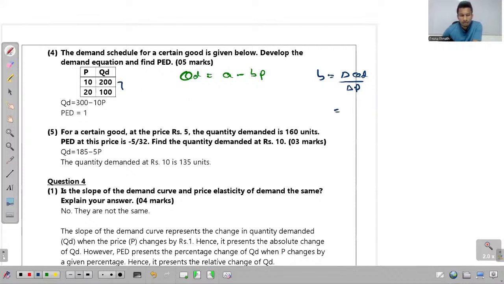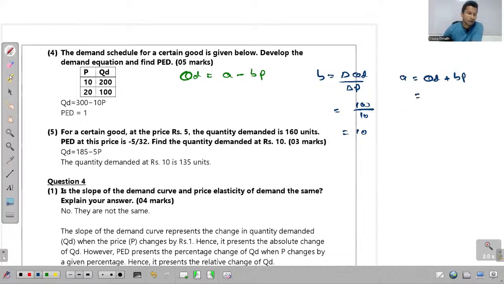Delta QD is the difference between these two values, that's 100. And delta P is the difference between these two, that's just 10. So for B, we get 10. And to calculate PED, we need to calculate A first. This time you can't really recognize the QD value when the price is 0 because it's not visible in the given demand schedule. So you need to calculate it using this equation QD plus B times P.